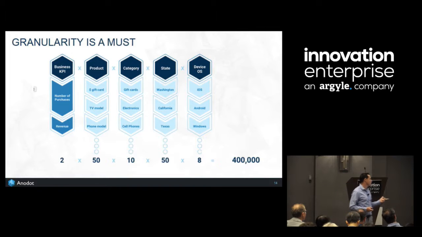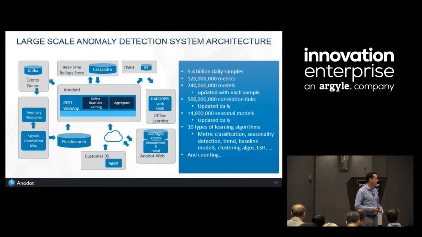And this brings us to the next slide, of having a system that is scalable and supports millions of different time series metrics. This is a picture from Anodot architecture. Just to illustrate the amount of data that we deal with on a daily basis: 5.4 billion daily samples, 120 million time series metrics, and the list goes on, and it grows every day at a very fast rate. So this is the metric collection.